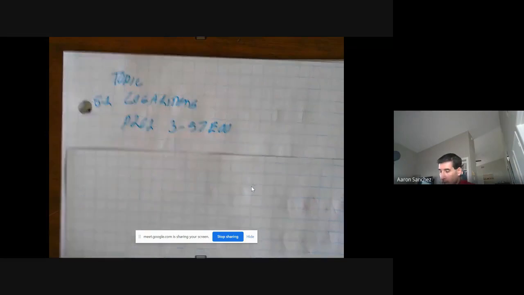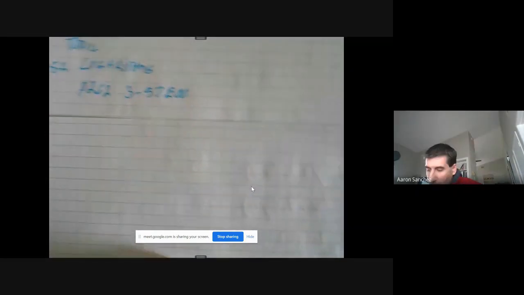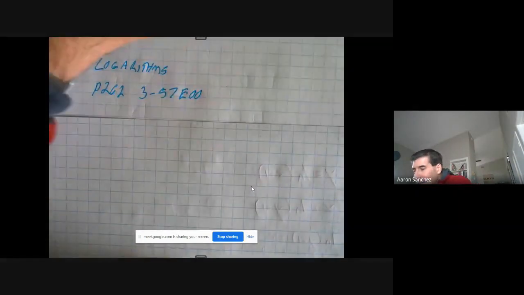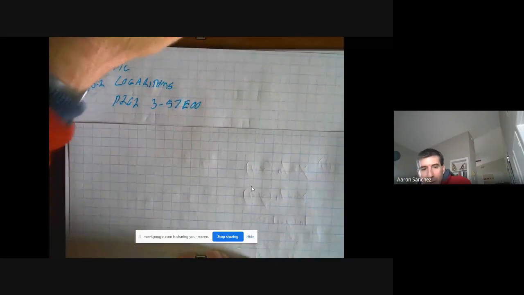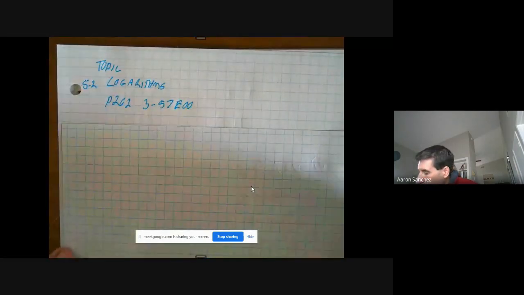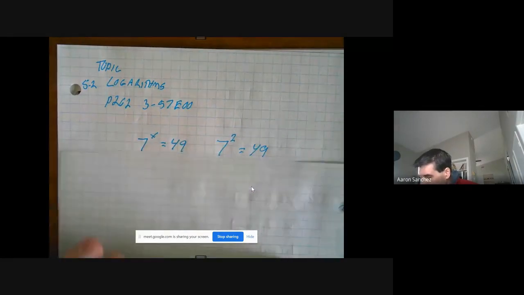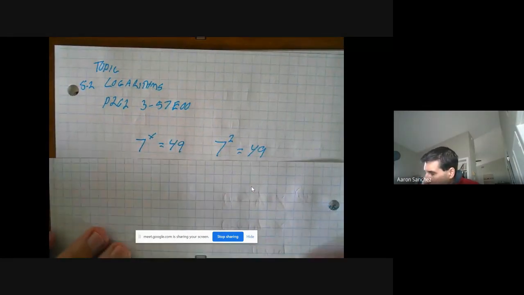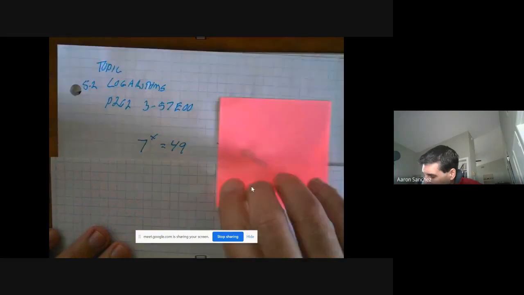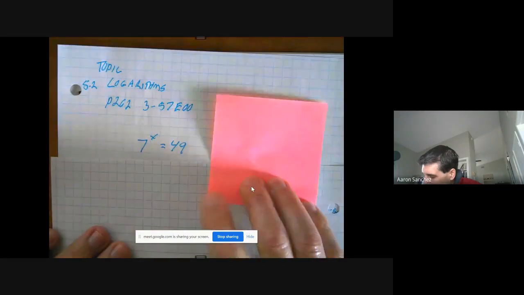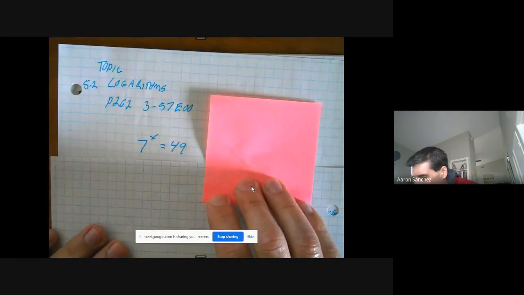Okay, so what is a logarithm? I'm assuming that you guys have never seen a logarithm. I mean, you've seen them, but you've never really been taught about them, but maybe you have. I don't think you have. Let's take a problem that looks like this. 7 raised to the x power equals 49.